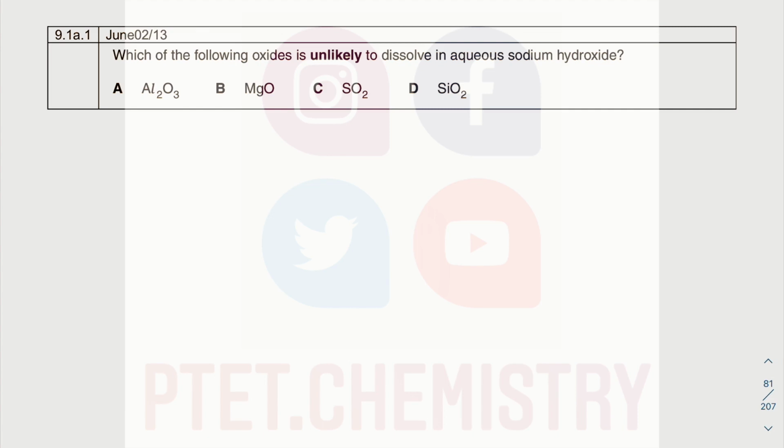So this is the first of these tutorial questions on the multiple choice questions involving general periodicity. So 9.1 refers to general periodicity. Which of the following oxides is unlikely to dissolve in aqueous sodium hydroxide? So there's NaOH that is basic, or what you would know as alkaline. So Al2O3 is your amphoteric oxide.